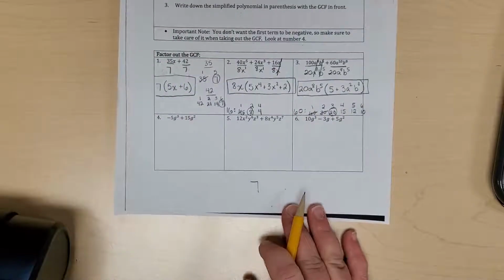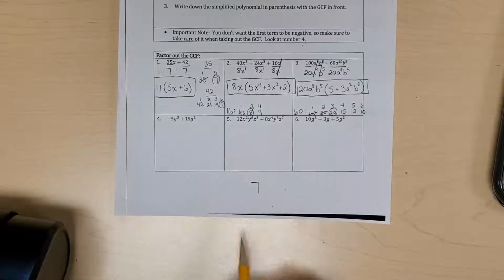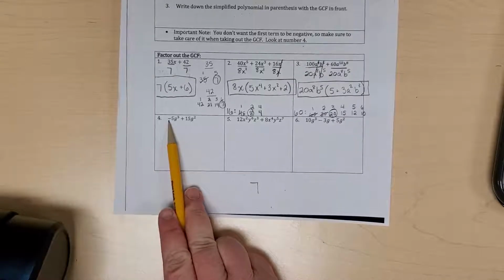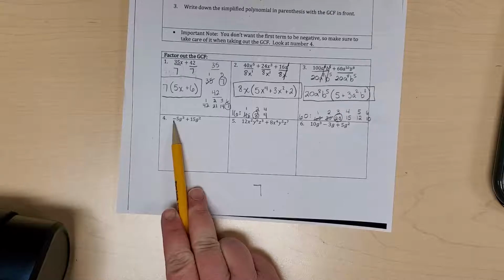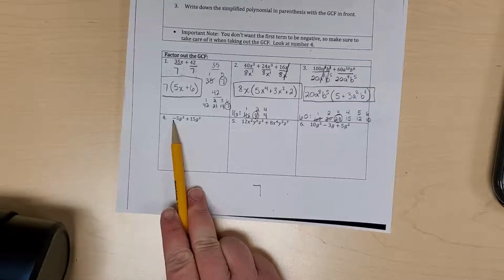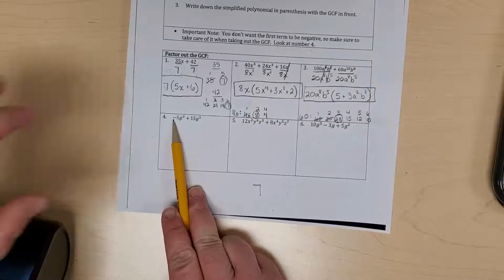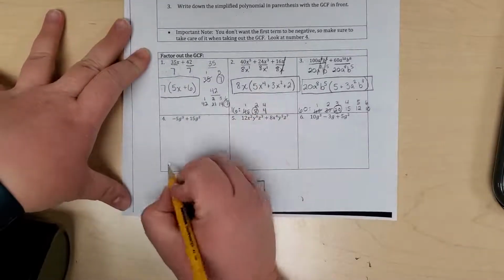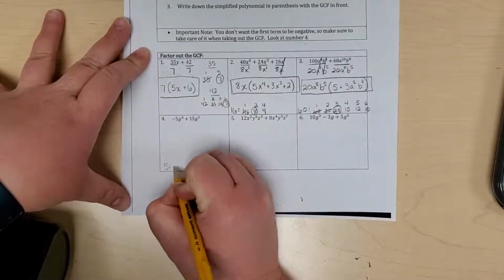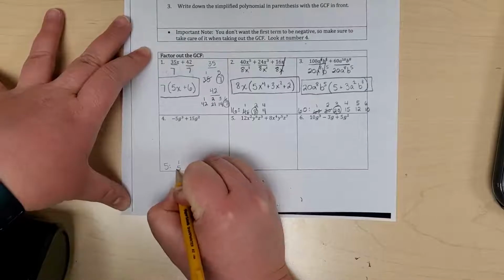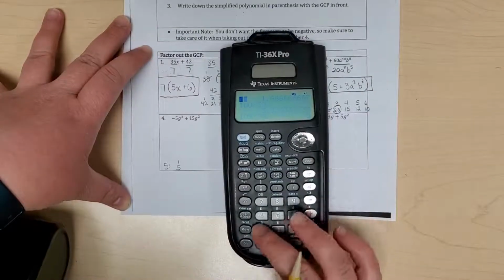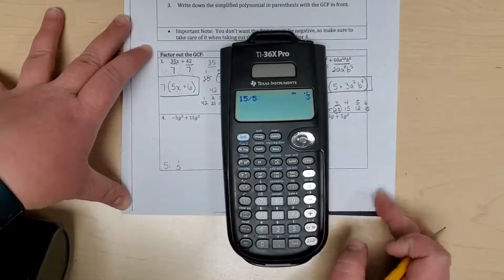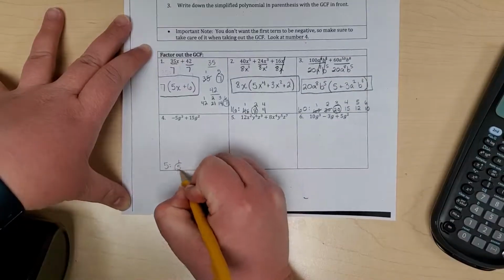All right, here's number 4, which is the one that we were warned about before we started. Do you see how there's a negative out in front here? We're going to want to make sure that our GCF is negative so that we can take that out, so there will not be a negative in front of our parentheses. So 5 is a smaller number. Let's find the factors of 5. There are not a lot. It's just 1 and 5. All right, take your calculator. 15 divided by 5 is a whole number, so 5 is my GCF.